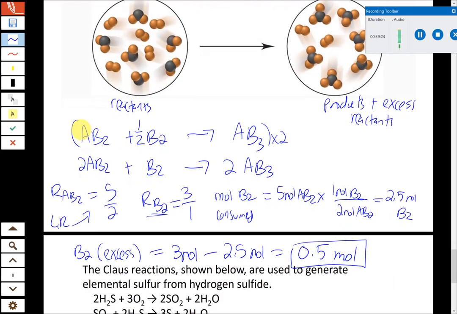The difference in this problem is we're trying to figure out how many moles of excess B2 there is. So identifying first that AB2 is the limiting reactant, B2 is in excess, and then to figure out how much excess reactant is left, you figure out how much of that reacts using the stoichiometry, the mole ratios, and then subtraction gives you how much is left over. So a lot of steps in this problem, none of them particularly difficult mathematically, but we had to again figure out what to do with the pictures.